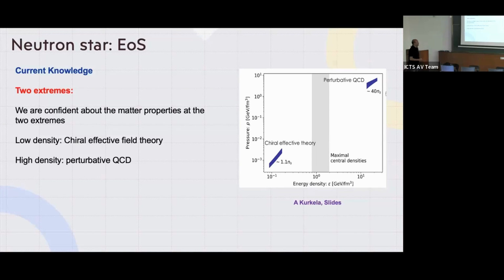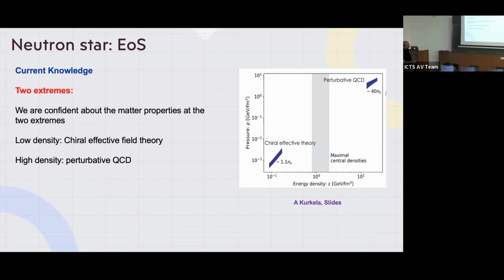So what is our present knowledge? The equation of state that I am talking about is a pressure versus energy density curve. We know fairly well this low density part from nuclear experiment and also from chiral effective field theory. Okay, chiral effective field theory is a field theory which takes into account the chirality, and the degrees of freedom here are hadrons. And at very high density, we also have a good prescription from theory, perturbative QCD, which works pretty well at high densities.